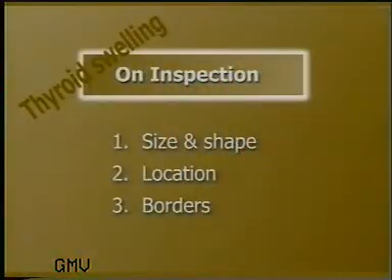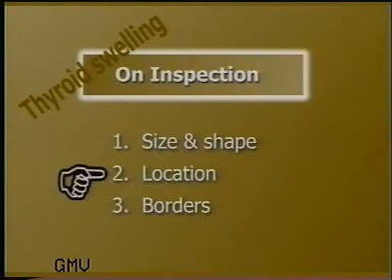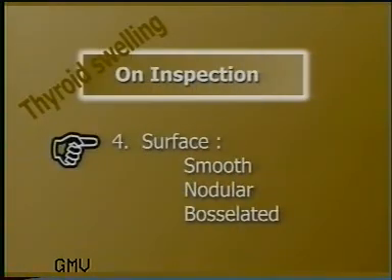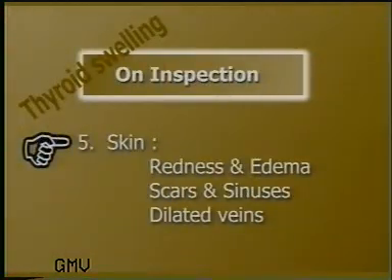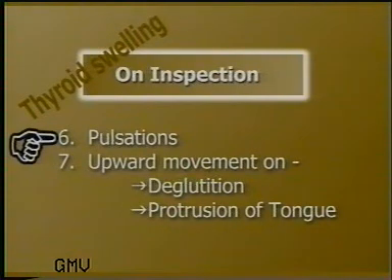To revise, on inspection, first note the size and shape of the swelling, its location, and its borders in relation to the sternomastoid and the suprasternal notch. Then inspect the surface, whether smooth, nodular, or bossellated. Then inspect the skin over the swelling for redness and edema, scars and sinuses and dilated veins. Look for any visible pulsations in the swelling.